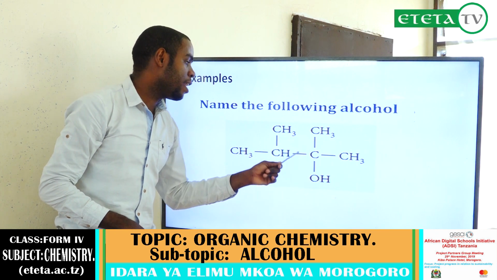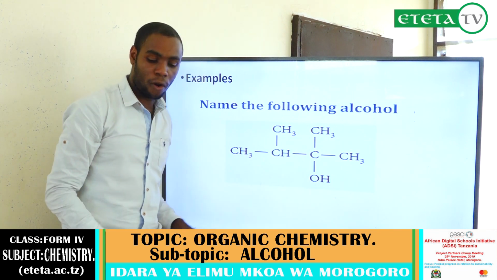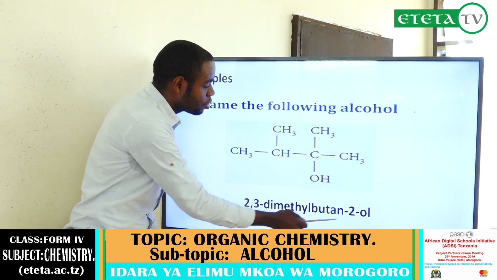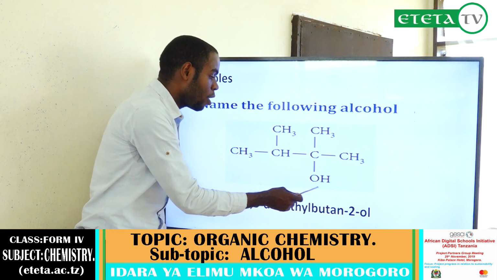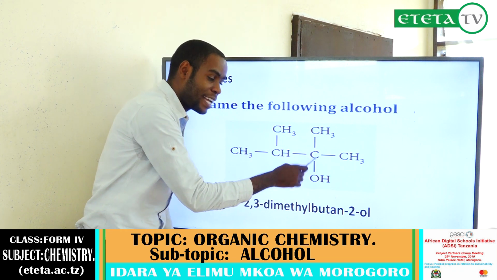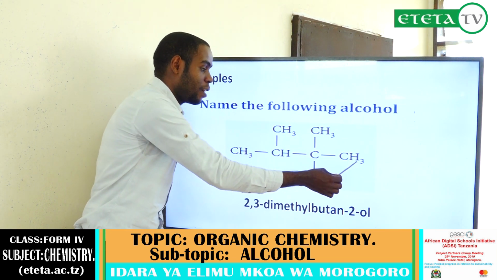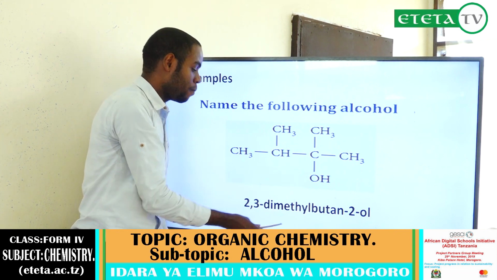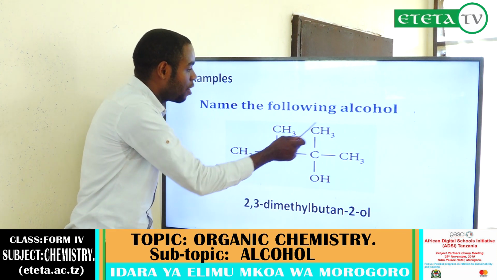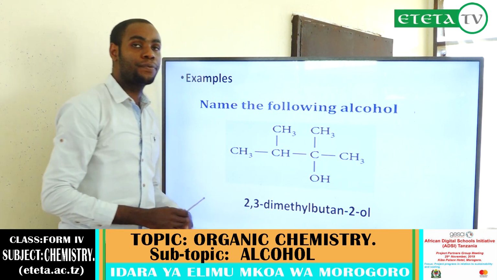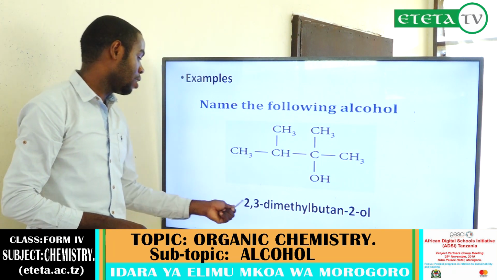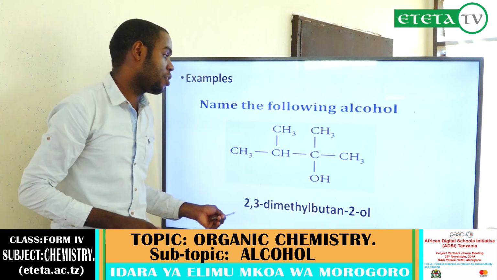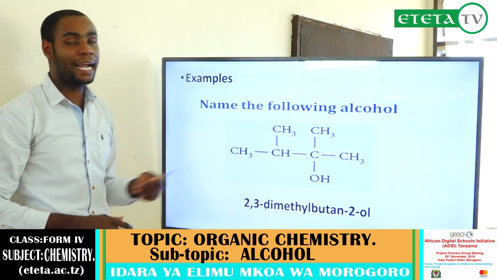2,3-dimethylbutan-2-ol. Why butan-2-ol? The OH group is on the second carbon, as you number from right to left. So this is the locator for the OH group, and these 2 and 3 are the locators for the methyl groups. So in that case, it is 2,3-dimethylbutan-2-ol. This is the IUPAC name for this compound.